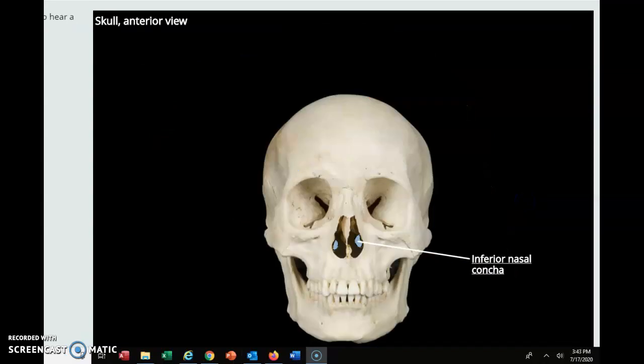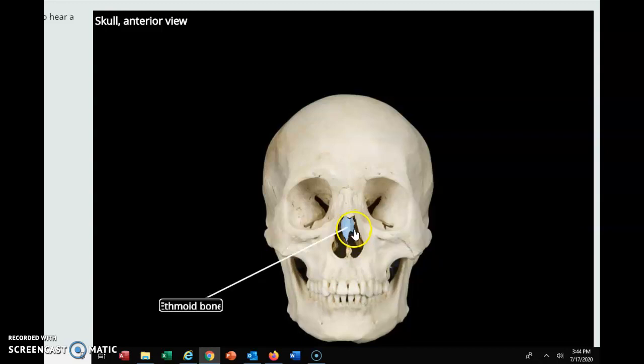Vomer. Okay, notice these two areas here on either side in the nasal region called the inferior nasal concha, or conchae if we're talking about both of them. So inferior nasal concha. They are actually individual bones. On the ethmoid bone, we have a middle nasal concha and a superior nasal concha, which we'll talk about later. But for right now, we're actually talking about bones.